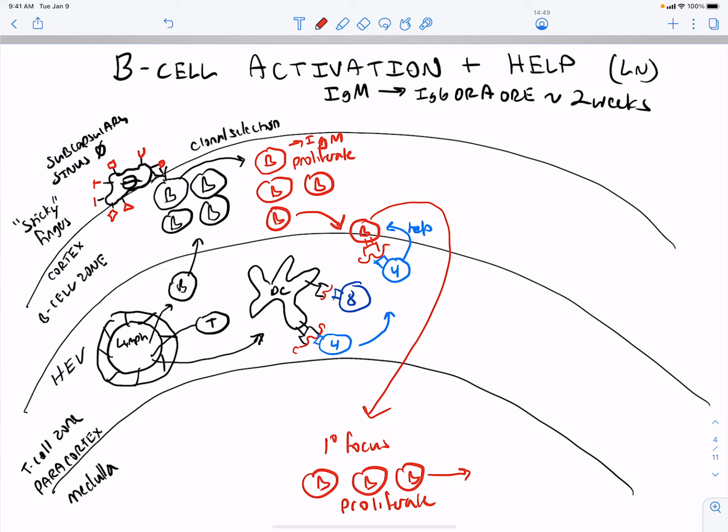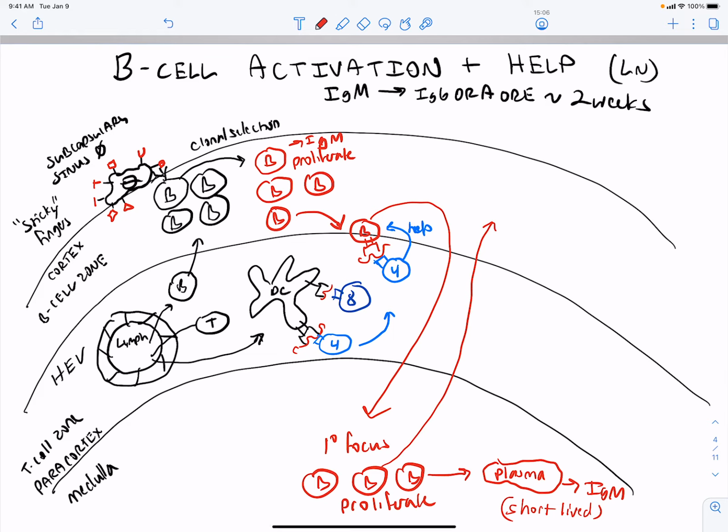And some are going to become plasma cells, and these guys are going to make IgM. And so this is going to be short-lived. And some of these are going to go back to the B cell zone and become a secondary focus, and they're going to form a germinal center.